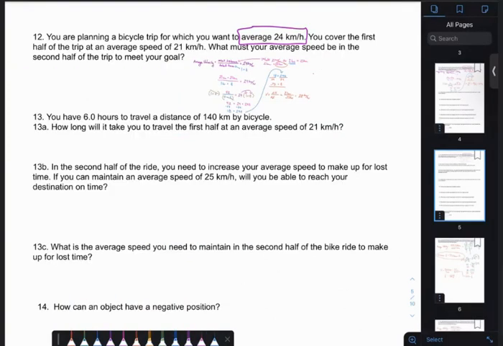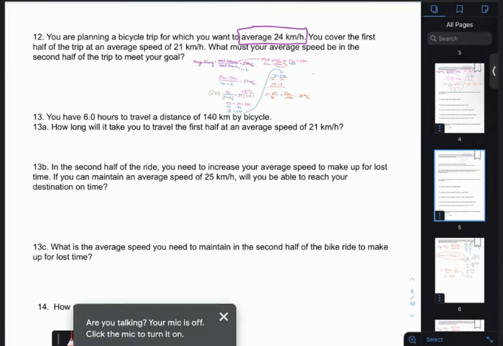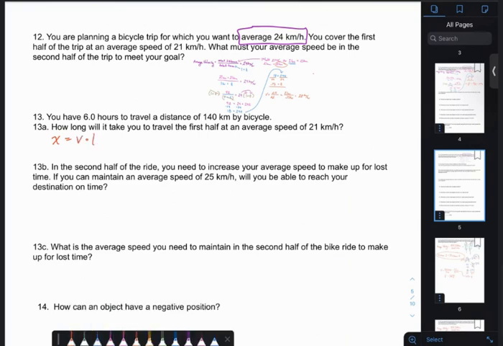All right, for number 13, it says I have 6 hours to travel a distance of 140 kilometers by bicycle. And I want to know how long will it take you to travel the first half at an average speed of 21 kilometers per hour. So what I'm going to start by doing is using my equation, which is that position is equal to velocity times time plus my starting position. And that first half of my distance is going to be half of my 140. So 140 divided by 2 gives me 70 kilometers.